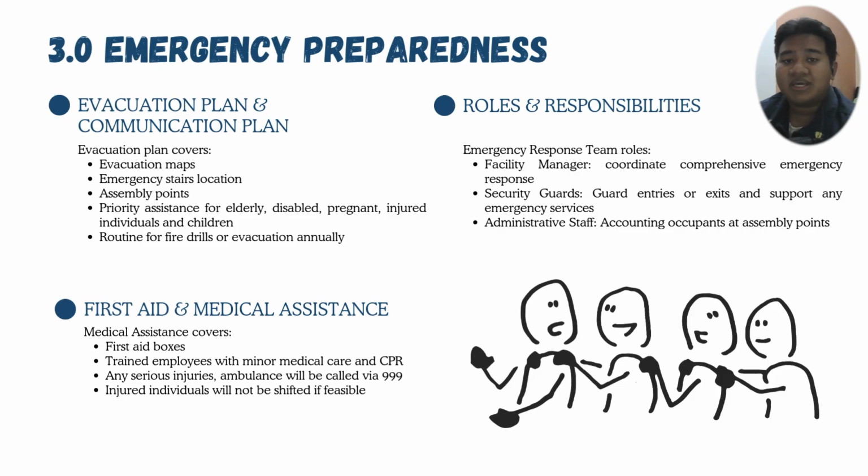or evacuation annually. For emergency response team, the roles are: facility manager will coordinate comprehensive emergency response, security guards will guard entries and exits and support any emergency service. For administrative staff, will be accounting occupants at assembly points. Medical assistants will cover first aid boxes, train employees with minor medical care and CPR. Any serious injuries, ambulance will be called via 999, and injured individuals will not be shifted if feasible. That's all from me.